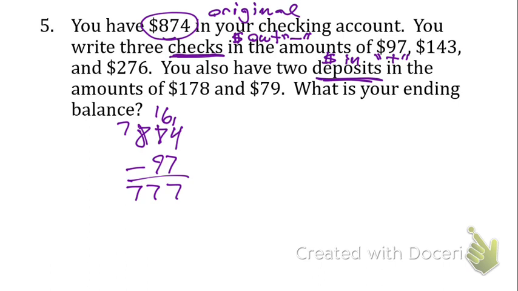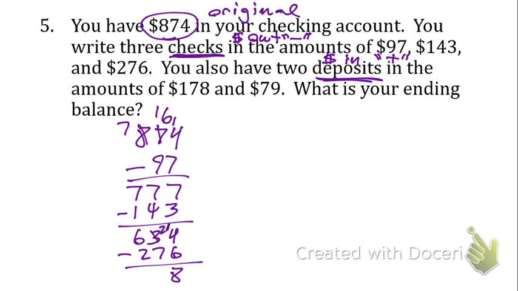So I got $777. Next one, the check I wrote was $143. So I subtract there. I got 436, so $634. And then our last one is $276. So I got to borrow there. I got to make that a 2, make that a 14.